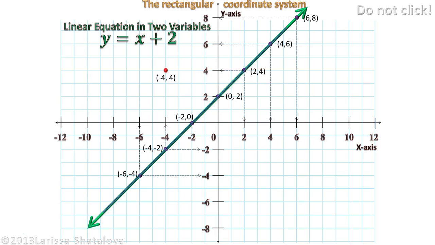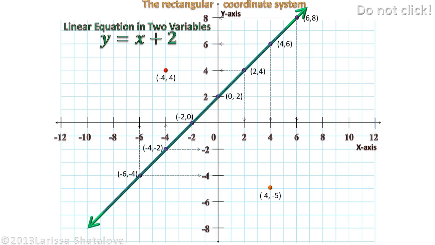The point with coordinates -4, 4. Is this point a solution of the equation y equals x plus 2 or not? No, it's not. Because to be a solution, if x is -4, y is supposed to be -2. So this point, the red point, is not a solution because it doesn't reflect the relation between x and y. And therefore this point is not on the graph.